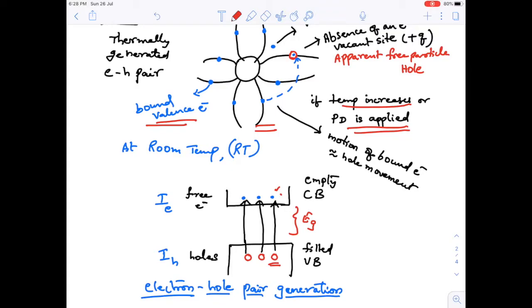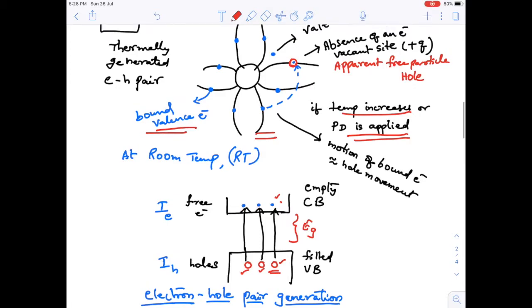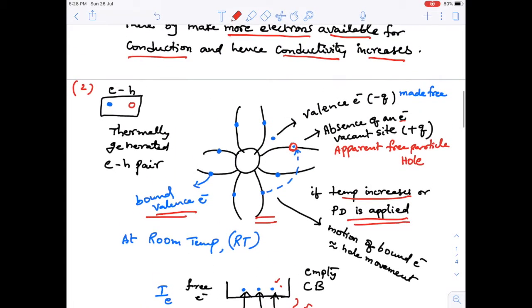conduction band here. Therefore, they leave vacant spaces. So these are the vacant spaces. They leave vacant spaces, and these vacant spaces are the absence of an electron. Absence of an electron, a vacant space, and that I call a hole.